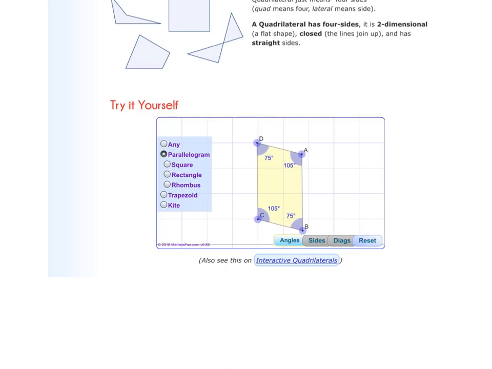So again, this one's 75 plus 75, 105 plus 105. So 105 plus 105 is 210. 75 plus 75 is 150. Add 210 plus 150, and you have 360. And it doesn't matter how I move this, it's always going to equal 360 degrees.